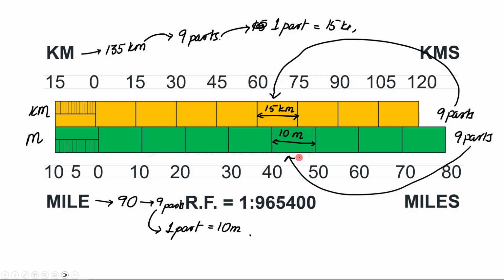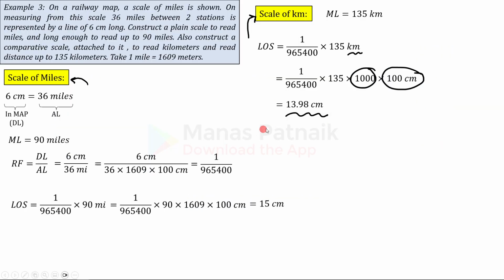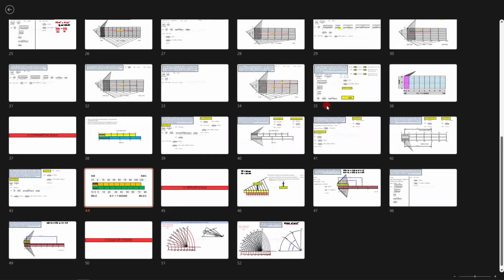Okay, so this is going to be our plan, and let's see how quickly we can make this on AutoCAD. The number one thing is this length of scale is 13.98, and here the length of scale is 15. Please note, for the kilometer scale it is 13.98. If this value changes to 145, it will be slightly larger. I think you now understand the philosophy.